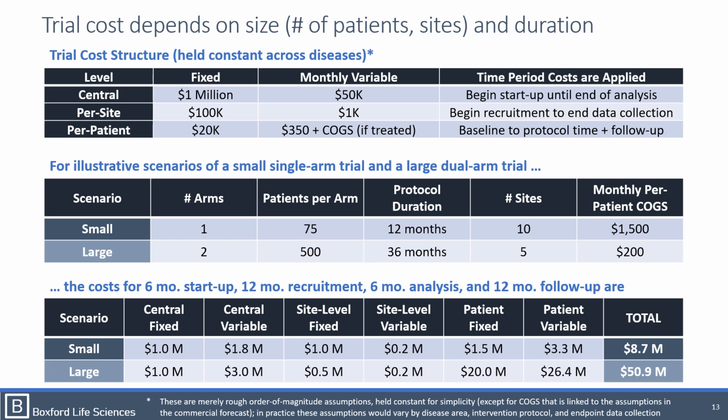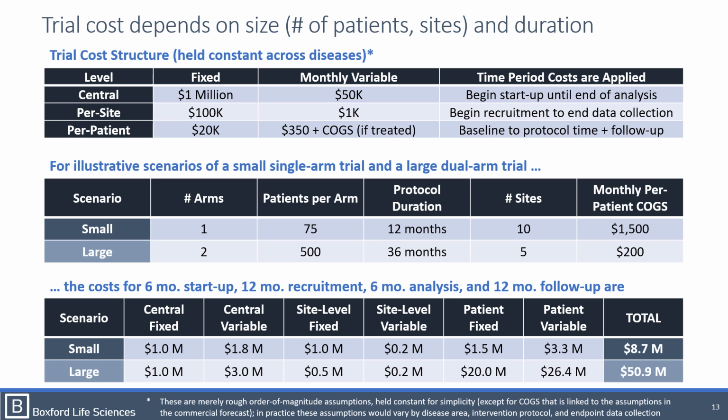Once we've simulated recruiting for a trial, we know how many sites we have, we know how long the sites need to remain open to recruit patients and then to follow them, and that gives us the information we need to estimate what the overall cost to execute a trial is. We assume for simplicity a constant cost structure across each one of these diseases that includes central costs, a cost incurred per site, and a cost incurred per patient that are both fixed costs and monthly variable costs. The only thing that changes as we move from one disease to the next is the cost of goods sold, or the production cost of the drug that it takes to treat a patient every month.